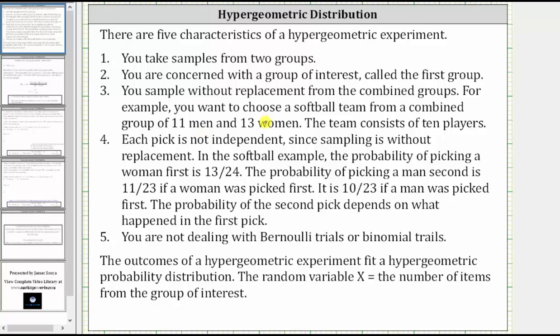For example, you want to choose a softball team from a combined group of 11 men and 13 women. The team consists of 10 players. Number 4, each pick is not independent since sampling is without replacement.